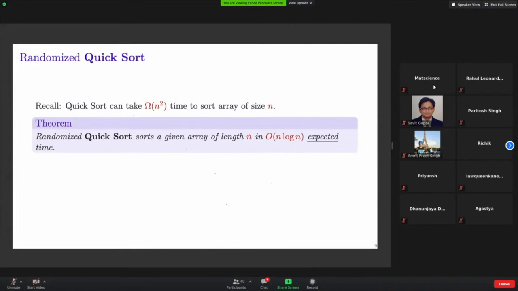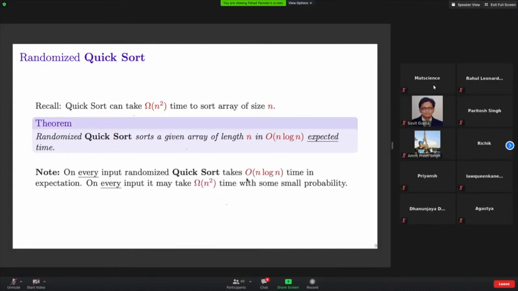But that is not the case with randomized quicksort. On every input, randomized quicksort takes order n log n time. Even if you give a sorted array, on average, in expectation, it will take order n log n.